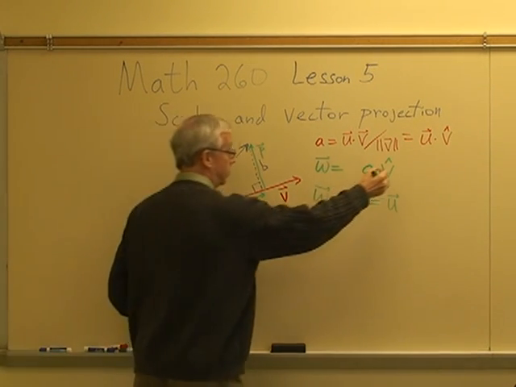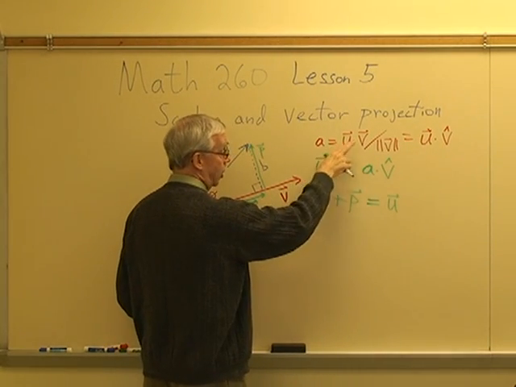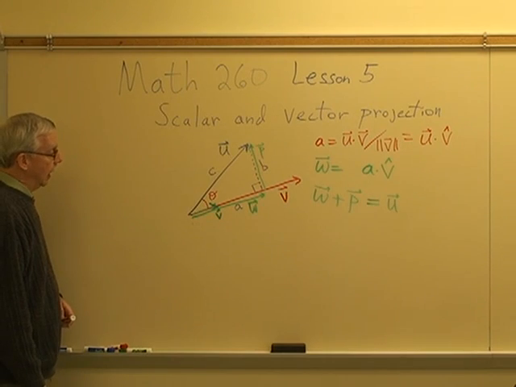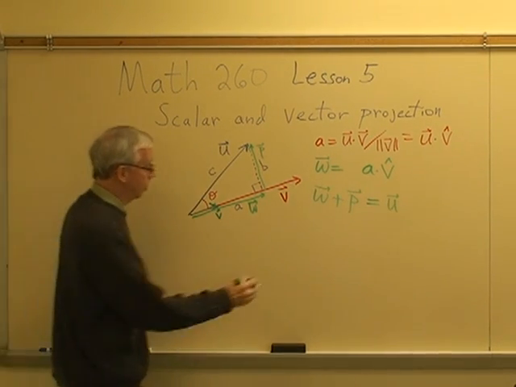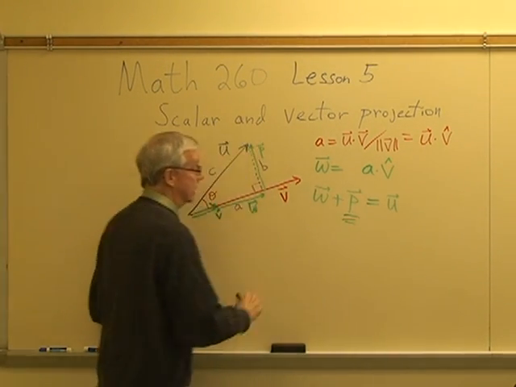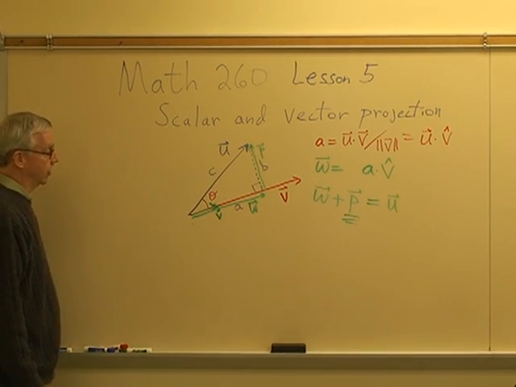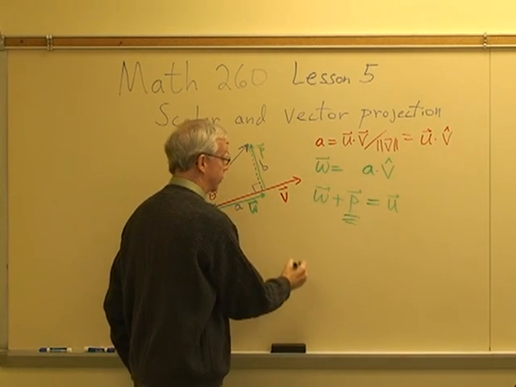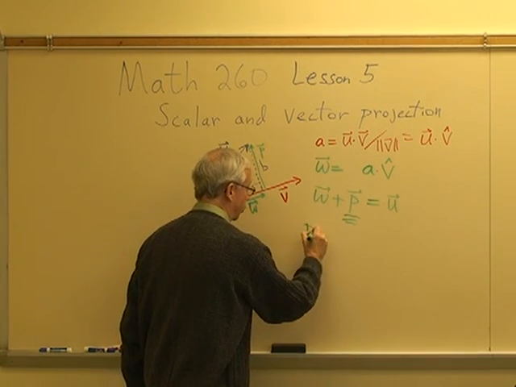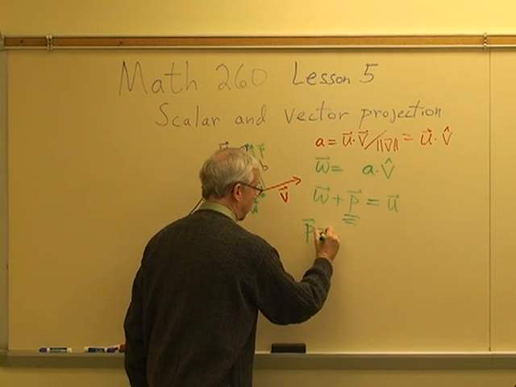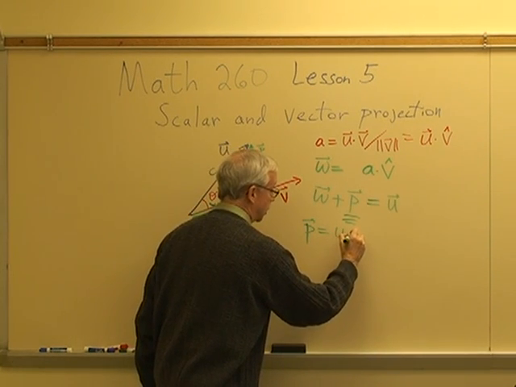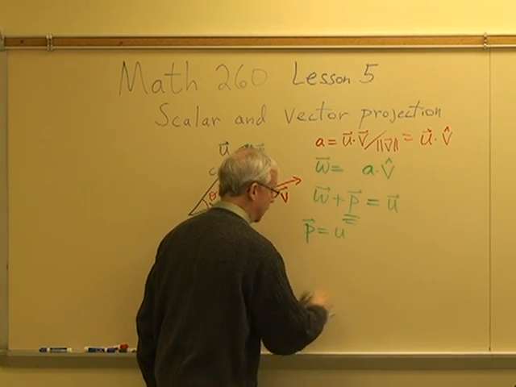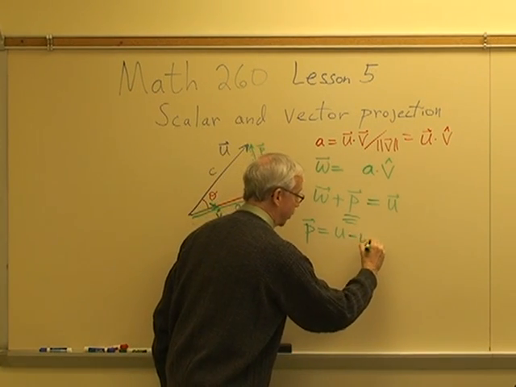So this can be computed directly because all I need is the dot product. A couple of dot products to get it. And U I started out with, so P is my only unknown. Well, by my nice rules of vector addition, I can add negative W to both sides. And I get cancellation. So P must be U plus minus 1 times W, or more commonly written, U minus W.